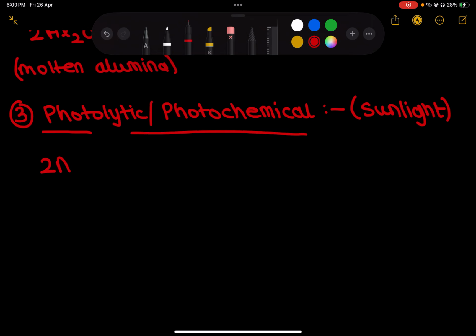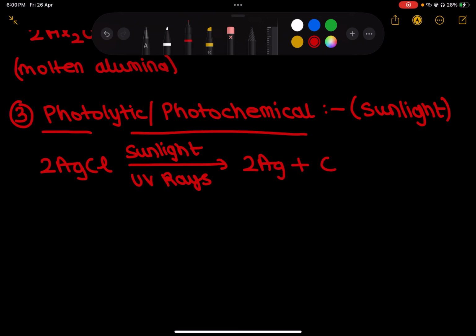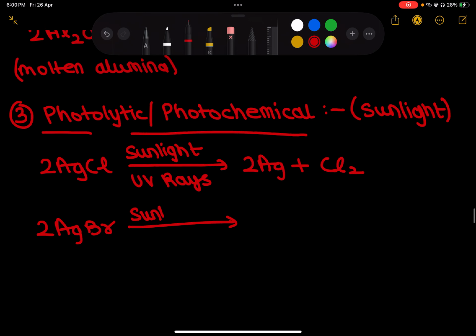Example, 2AgCl under sunlight, or UV rays are also used. Sunlight basically contains UV rays. If you do it under sunlight, well and good. Or you can apply UV rays as well. That also works. So it gives 2Ag plus Cl2. Another example, 2AgBr. So this is silver bromide. This is silver chloride. So sunlight or UV rays, whichever, to give 2Ag plus Br2.